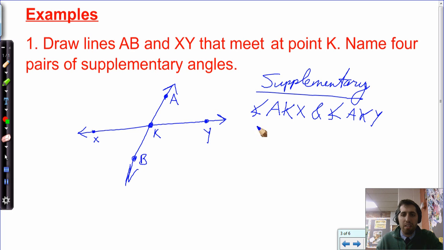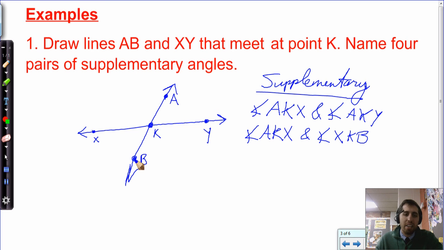But there's another supplementary angle with AKX. What would that be? Well, I can make this the line XY. If I put AKX and AKY together, then I'm going all the way around making this straight line. But if I go AKX and XKB, angle XKB, then I made a different straight line. Another set of 180 degrees.